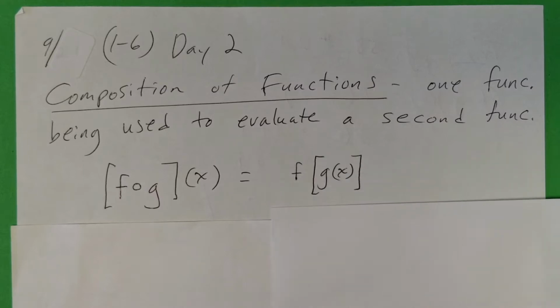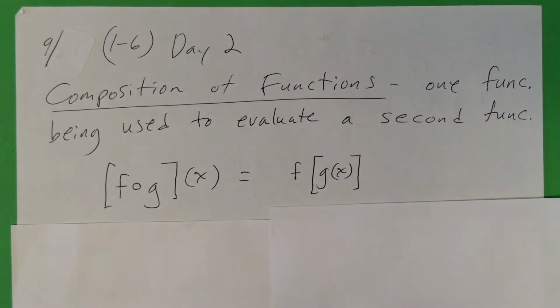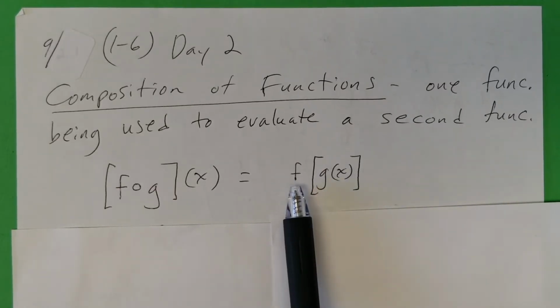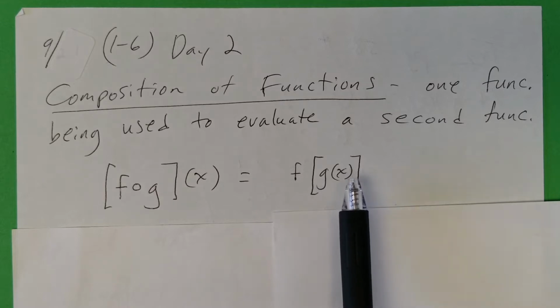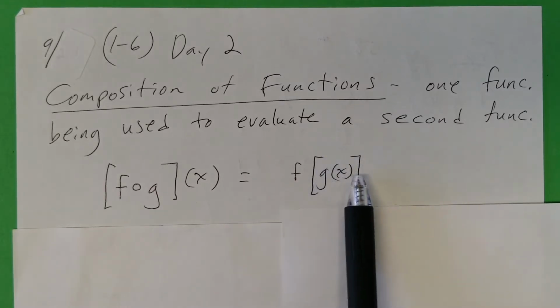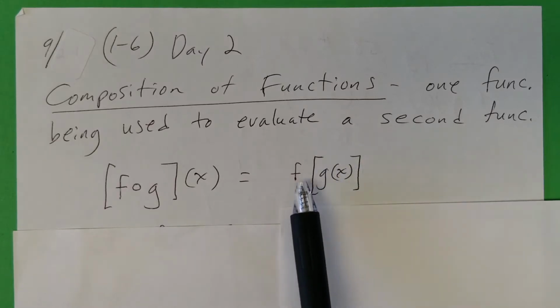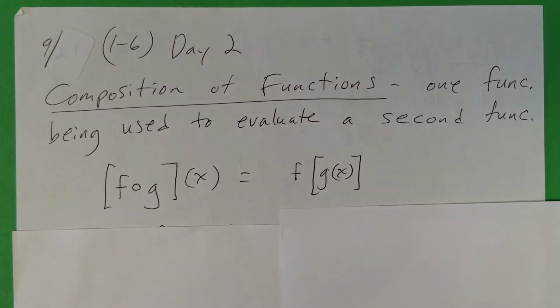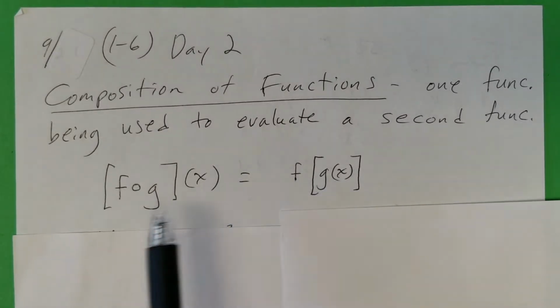So, f of g of x. That means you go to your f function and put a number in there? No. A letter? No. The whole function, the whole expression, you put into f. It's easier when you see it in action, but this is the way you write it, either this way or this way.